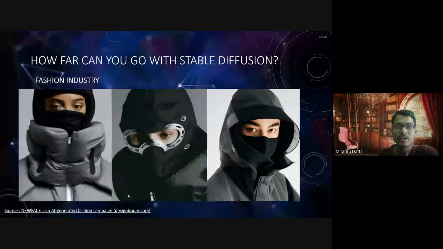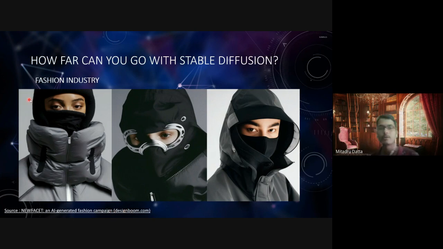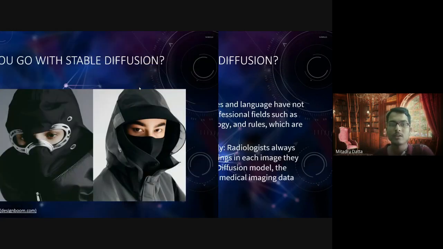Now also in the fashion industry, like how a cloth is exactly fitting you. So this is a new facet. This is not just random pictures I've taken from the internet of a person wearing masks and clothes. These images are actually AI generated, a new facet and an AI generated fashion campaign. You can just go to this website designboom.com. You will find that they are actually doing this Stable Diffusion thing.